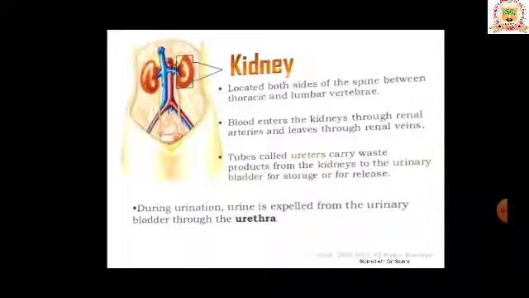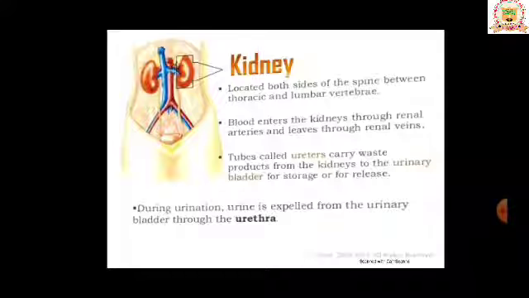If I tell you in detail, it is located on both sides of the spine, between the thoracic and lumbar vertebrae. We have got a vertebral column, so it is located in between the thoracic and lumbar vertebrae. So kidneys are present on either side of the backbone. They are bean shaped. The shape of our kidney is bean shaped. Fine. The blood enters the kidney through the renal artery and leaves through the renal vein.